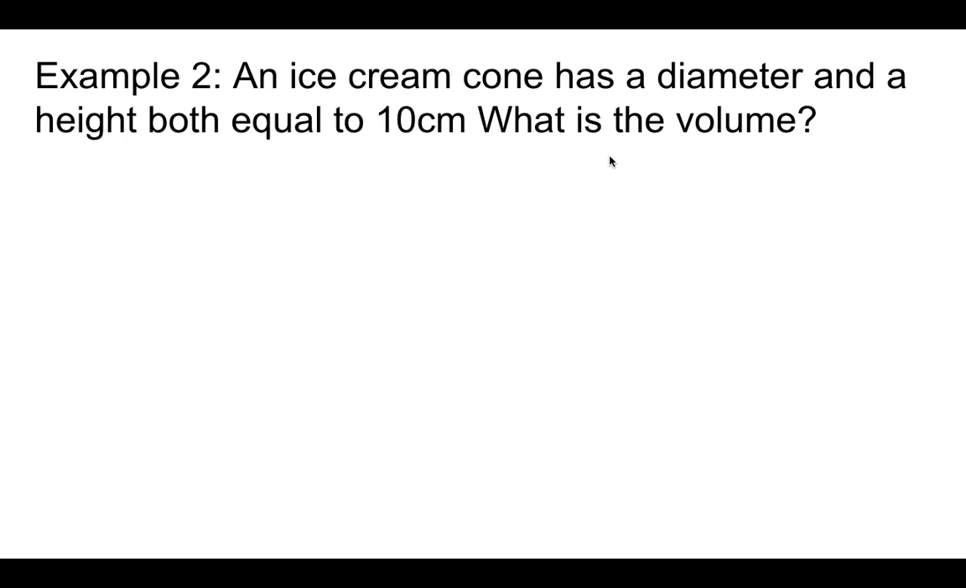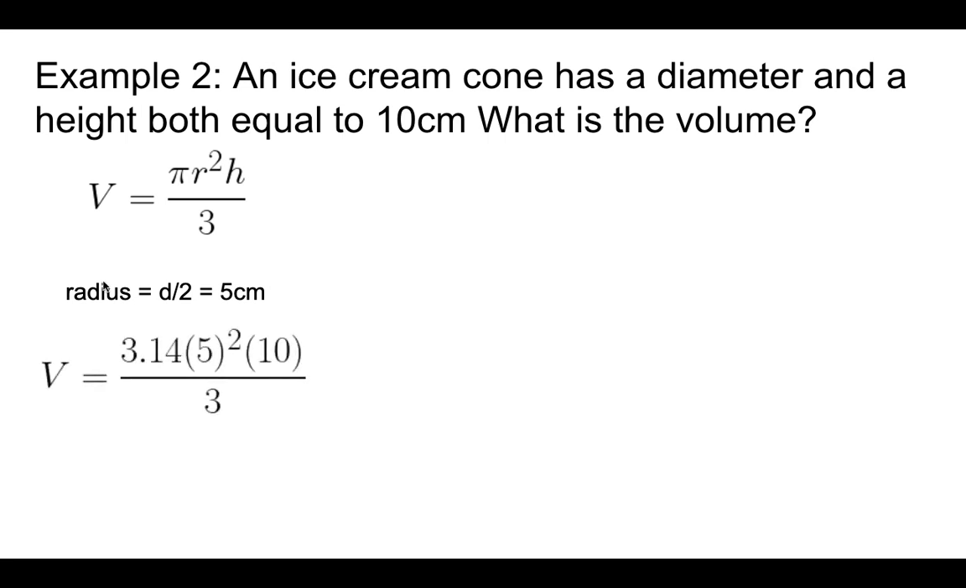Okay, let's do another example just to go through this again. Let's say you have an ice cream cone. It has a diameter and a height, both equal to 10 centimeters. What is the volume? Okay, so here's our volume equation. We need the radius, but we're told the diameter. So don't forget that radius is the diameter divided by 2. So 10 divided by 2 gives us 5 centimeters for the radius.